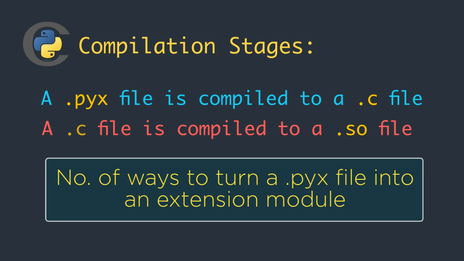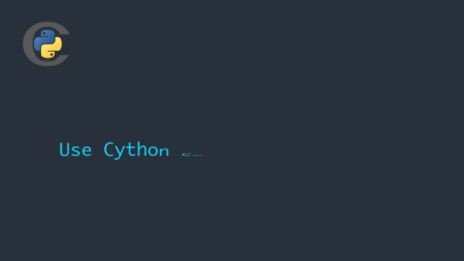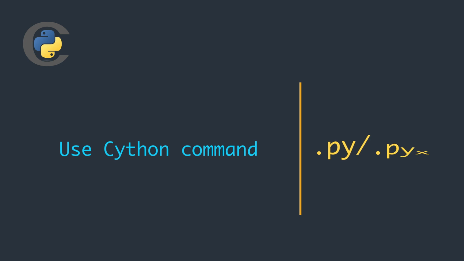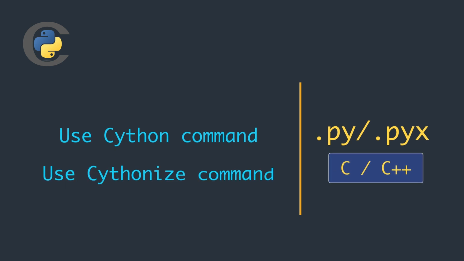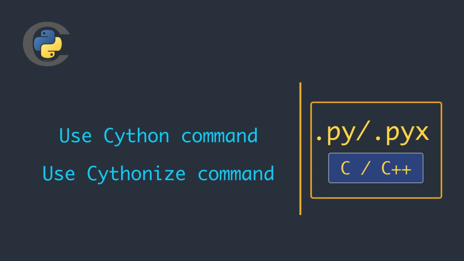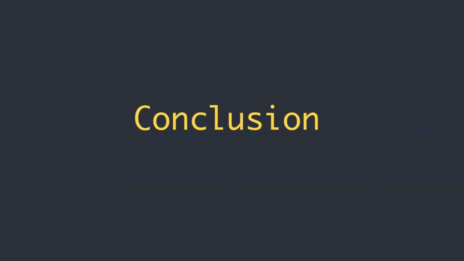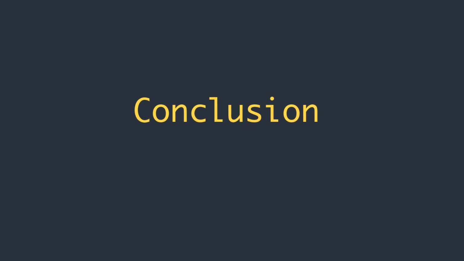Once you have written your .pyx file, there are a couple of ways of turning it into an extension module. But commonly, there are two ways of compiling from the command line. The first one is by using the Cython command, which takes a .py or .pyx file and compiles it into a C or C++ file. The second one is the Cythonize command, which also takes a .py or .pyx file and compiles it into a C or C++ file. But it also compiles the C and C++ files into an extension module, which is directly importable from Python.